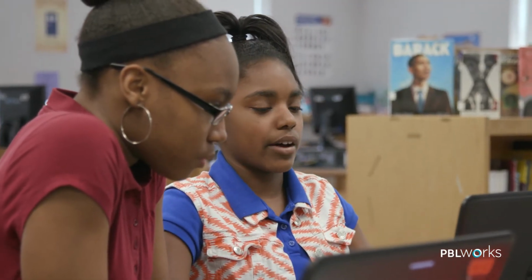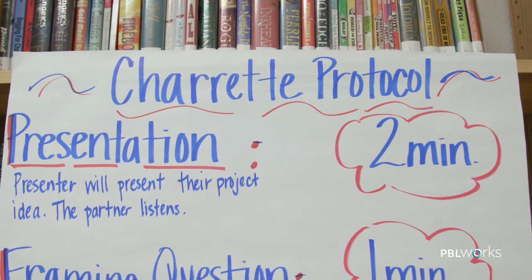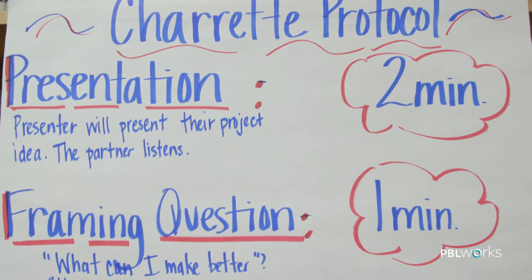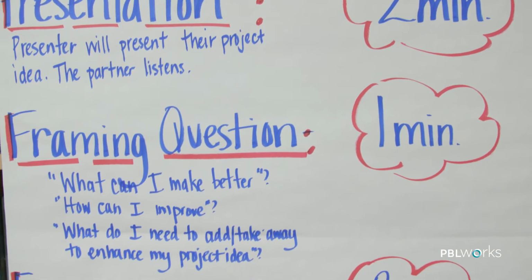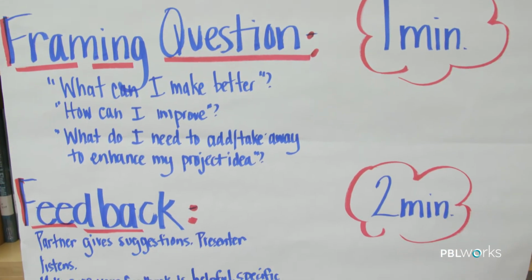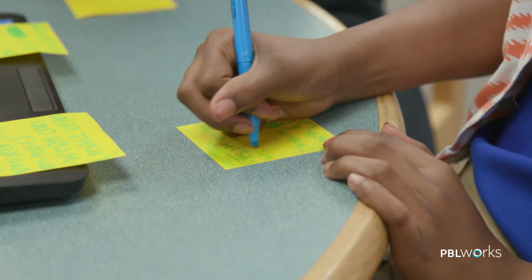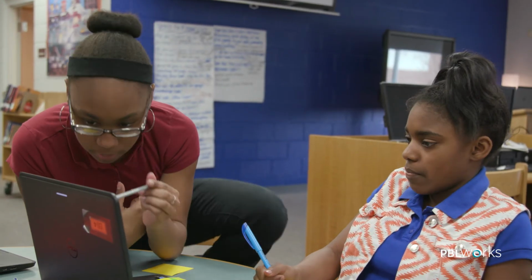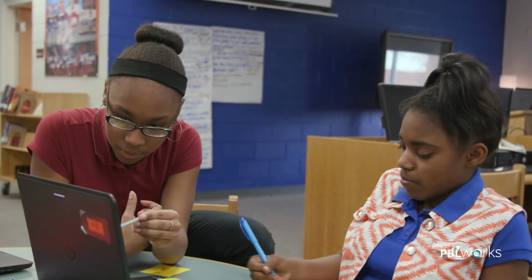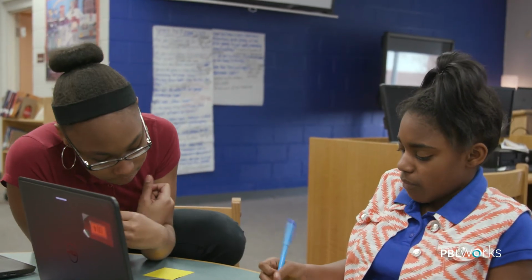They also did a charrette protocol, and with a charrette protocol allowed them to talk to a peer that's not on their team and get feedback. What do I need to add to my app? What do I need to delete? This is interesting because of how you put pictures on where you can see most. The presenter is now listening to all this feedback and suggestions, and this gives the students an opportunity to get feedback other than from an adult.